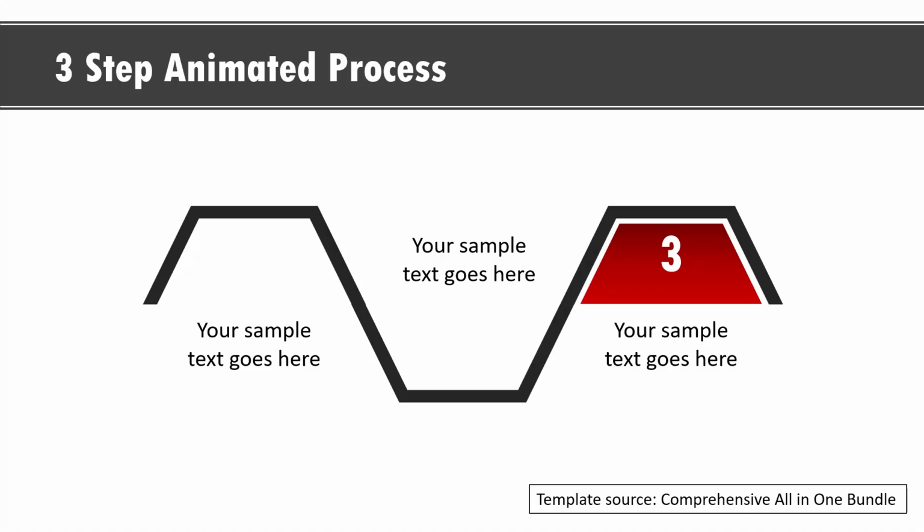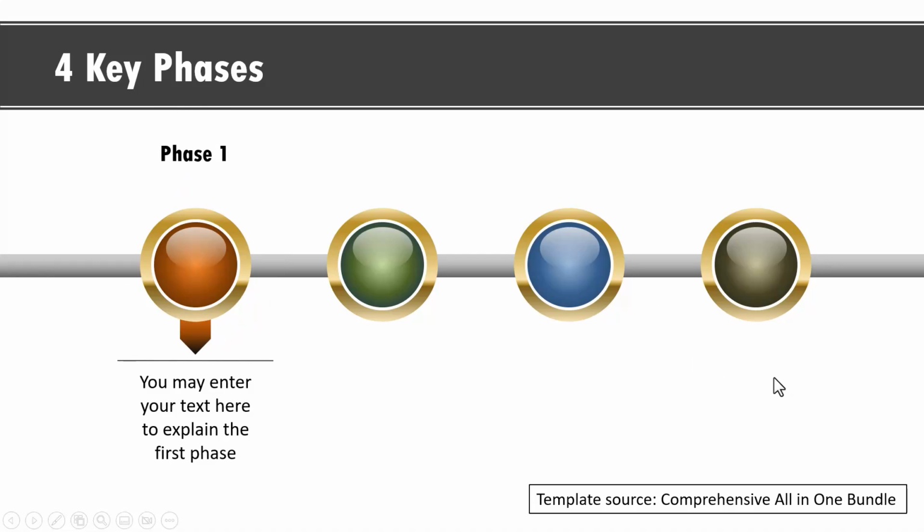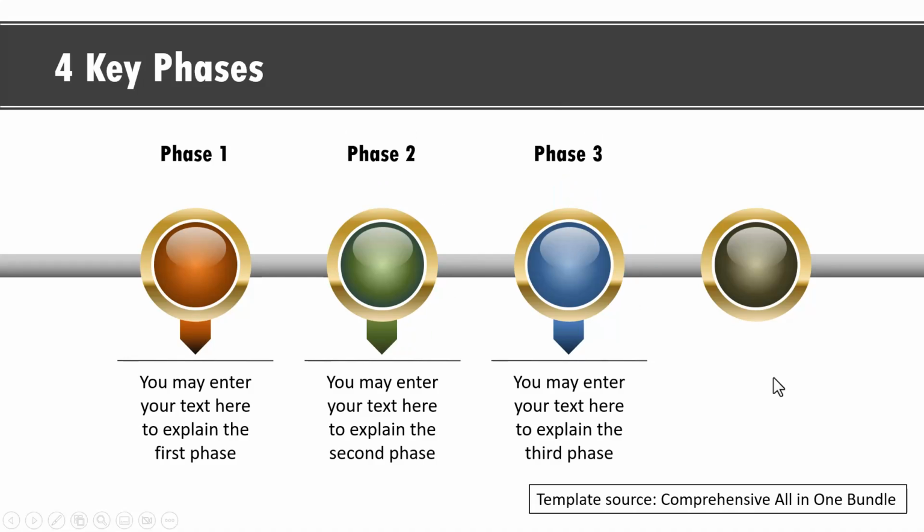Again, you can see that all of these are based on the same idea of moving the audience's attention from one step to the next. The final example is this one where we show 4 key phases. On a click, we first establish the 4 phases like this. Then we show phase 1 and the explanation, phase 2 and its explanation, phase 3 and its explanation, and phase 4 and its explanation.